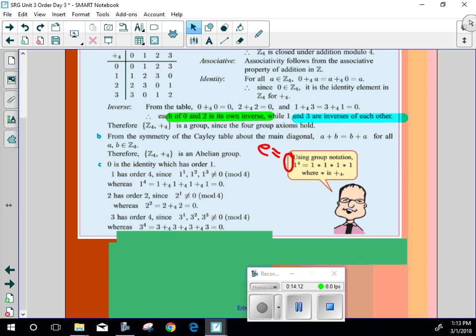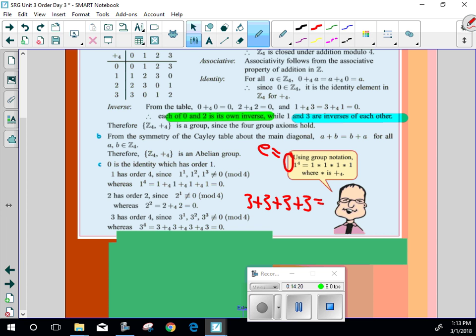Okay, watch this. No, you're doing fine. It's just a little confusing. 3 plus 3 plus 3 plus 3. What's that equal to? 12. 12 mod 4 would be 0 mod 4, right? Now, you can do this on the Cayley table by going 3 and 3 plus 3.